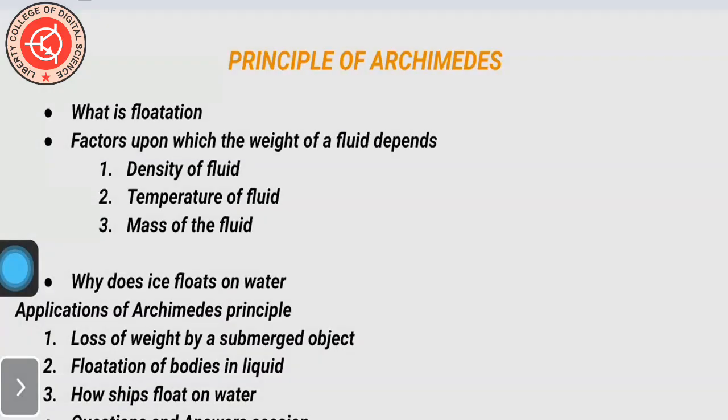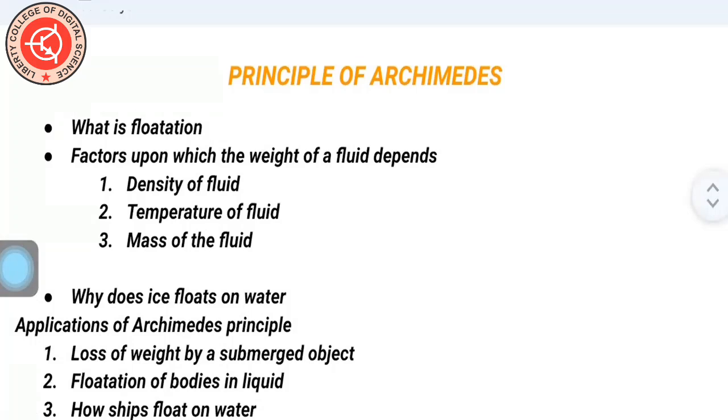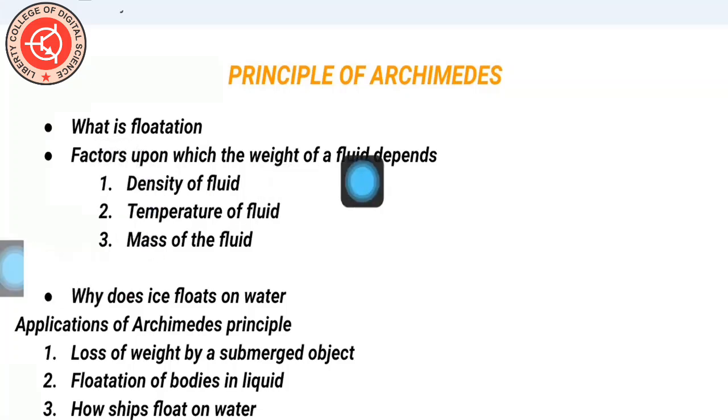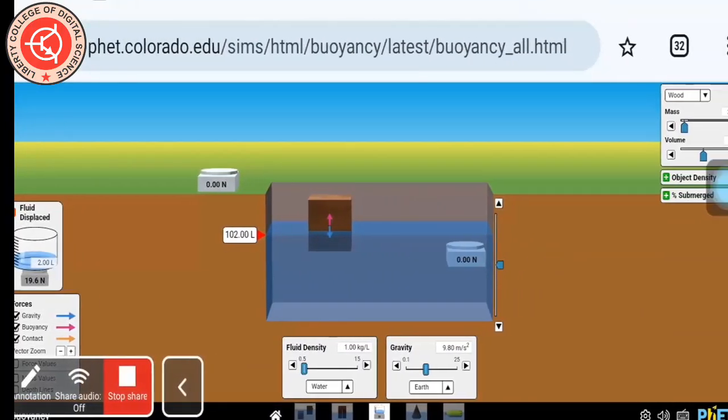Now, I said something like factors. Factors upon which the weight of fluid depends. So I just want to give you an instance. We have density of the fluid, temperature of the fluid, which means if you have a specific quantity of fluid of the same volume, they are not going to be weighing the same thing if they are of different substances, because the substances are of different density, because the density is a function of the weight of the fluid as well. Therefore, it's 2.0 liter, and we are seeing 19.6 Newton.